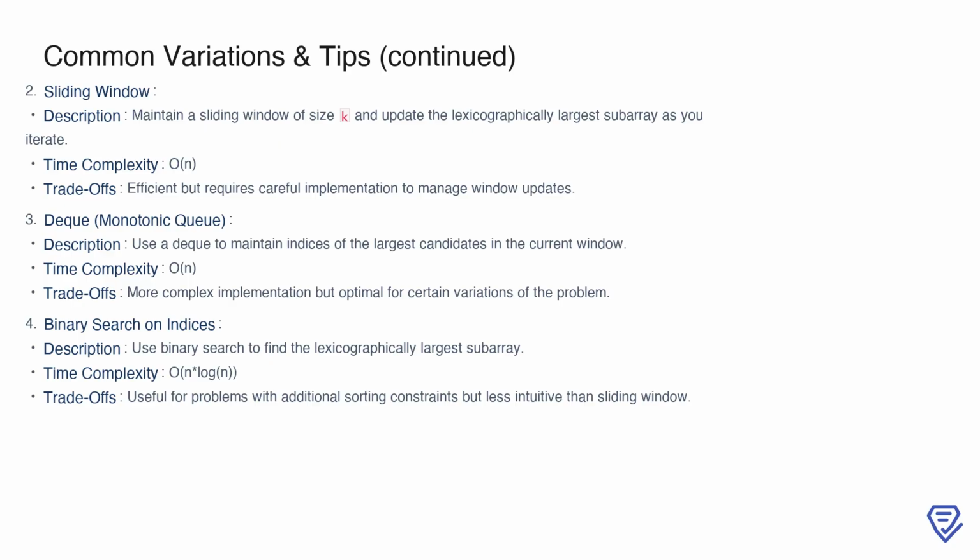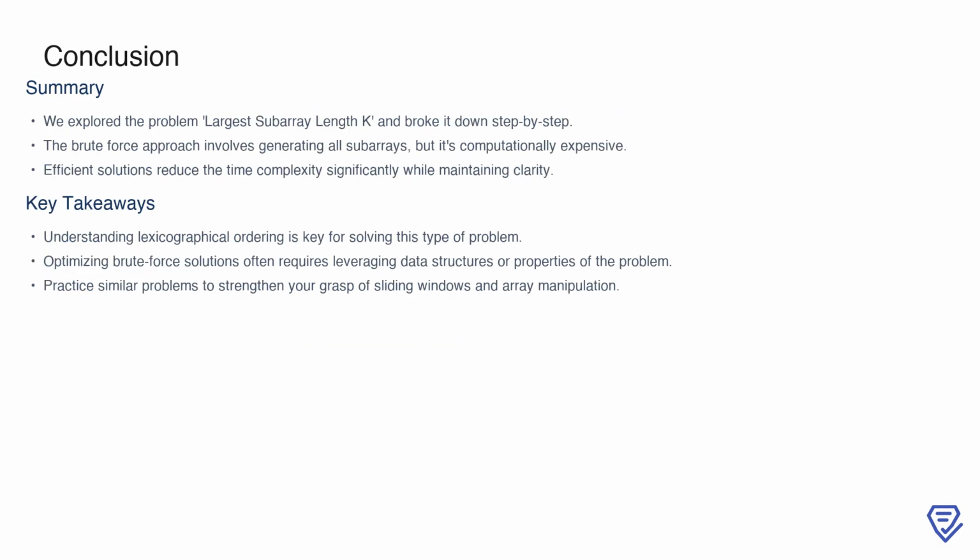Finally, there's the option of using binary search on indices. This involves leveraging binary search to find the lexicographically largest subarray, yielding a time complexity of n*log n. While this method can be useful in scenarios with additional sorting constraints, it tends to be less intuitive than the sliding window technique. Each of these approaches has its trade-offs, so selecting the right one depends on the specific problem constraints and requirements.